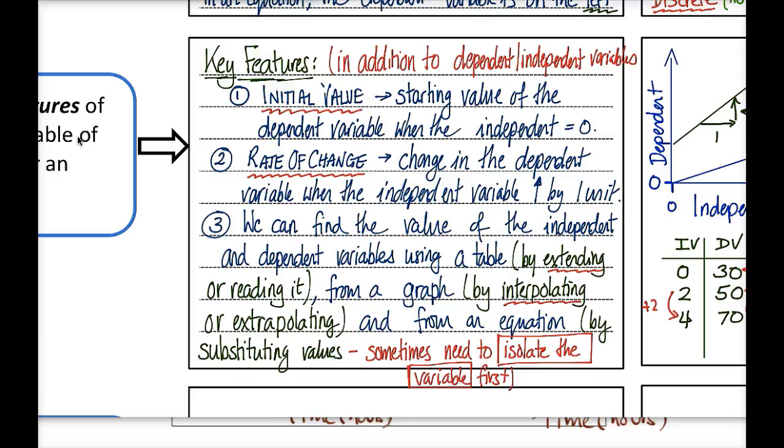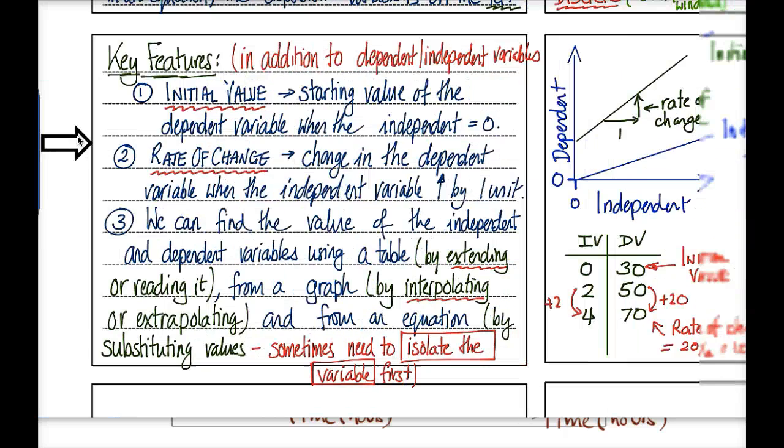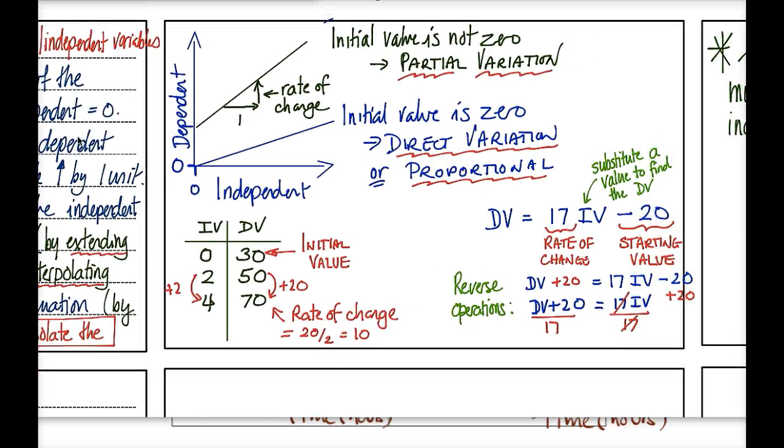In a table of values, for example, the independent variable is often changing by more than 1 unit, in which case we have to figure out what the rate of change is for just 1 unit. There are some more key features that we're going to address in another video, but that's it for now. So let's have a look at an example.